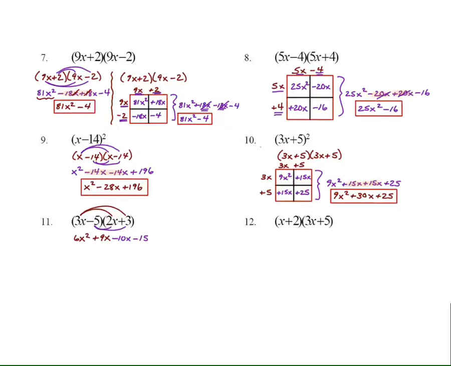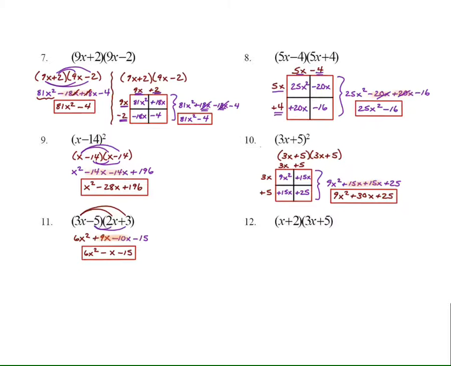And then I look to see if I have any like terms at all. In this case I do. The positive 9x minus 10x, those combine to minus 1x or just minus x. And then my final answer should be 6x squared minus x minus 15. If I were to try and factor that answer, I should factor right back into those 2 binomials. That's why distributing and factoring are reverse processes or reverse operations of one another.